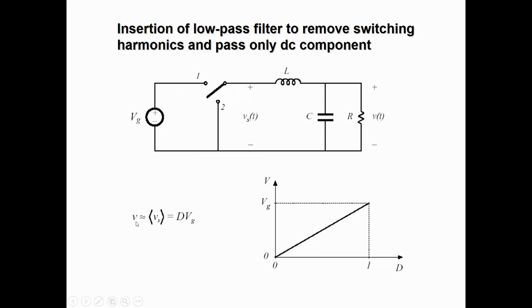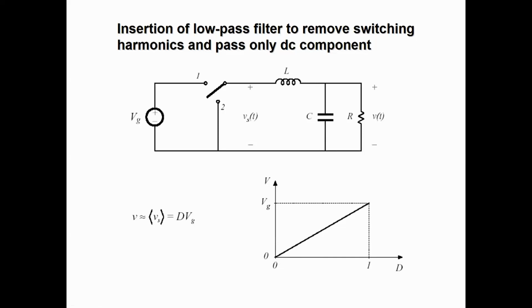Now V is the output voltage, Vg is the input voltage, and D is the duty cycle. D defines for how much time the switch is connected to position 1 or to position 2. The maximum value of D is 1, and the minimum value of D is 0. If we look at this graph, when D is equal to 0, the output voltage is 0, and when D is equal to 1, the output voltage will be equal to Vg. So it means that we can get an output voltage from 0 up to the input voltage.